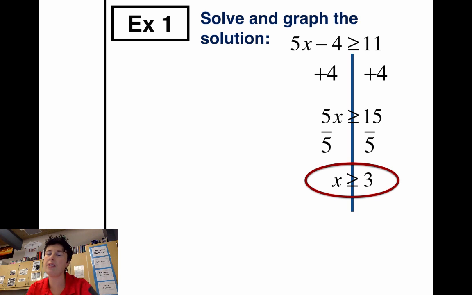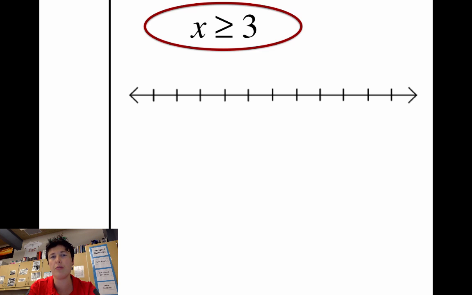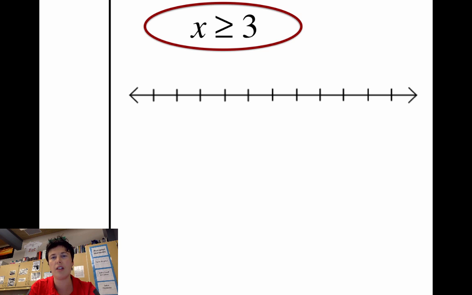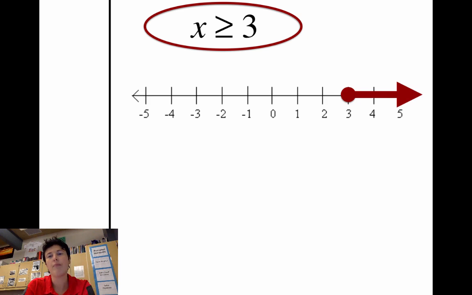And I'm going to graph this solution on a number line. x is anything greater than or equal to 3. So here's my number line. I'm going to put 0 in the middle, and I'm going to be sure when I draw my number line, you can slow down if I'm going fast here, but I'm going to make sure to get 1, 2, 3 on there. And 3 is going to have a solid point.